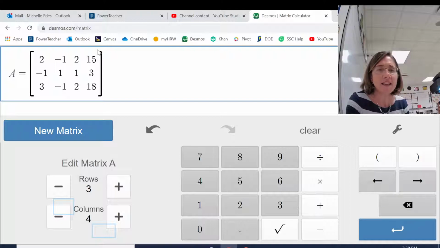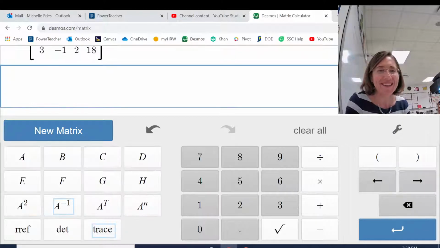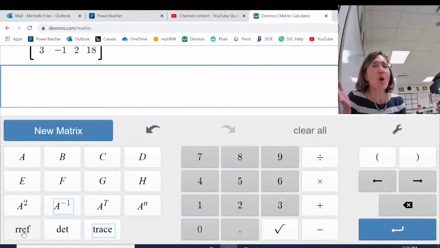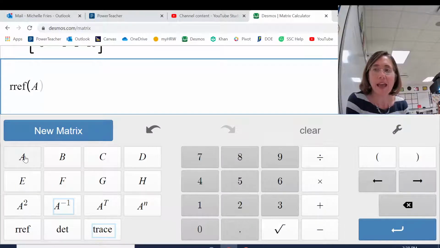So when you get to the last entry, that 18 there, I'm going to hit enter, and it's going to give me this menu choice. We want the feature that is called RREF. So I'll write that down in just a second. It stands for Reduced Row Echelon Form. So I'm going to hit that button, and I want to find Reduced Row Echelon Form, RREF, of my matrix that it has named A.